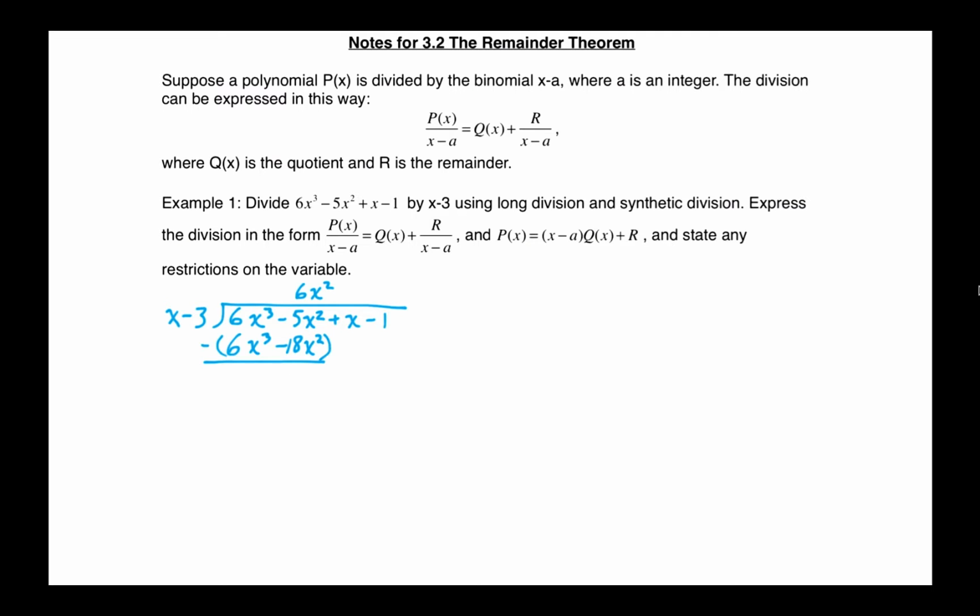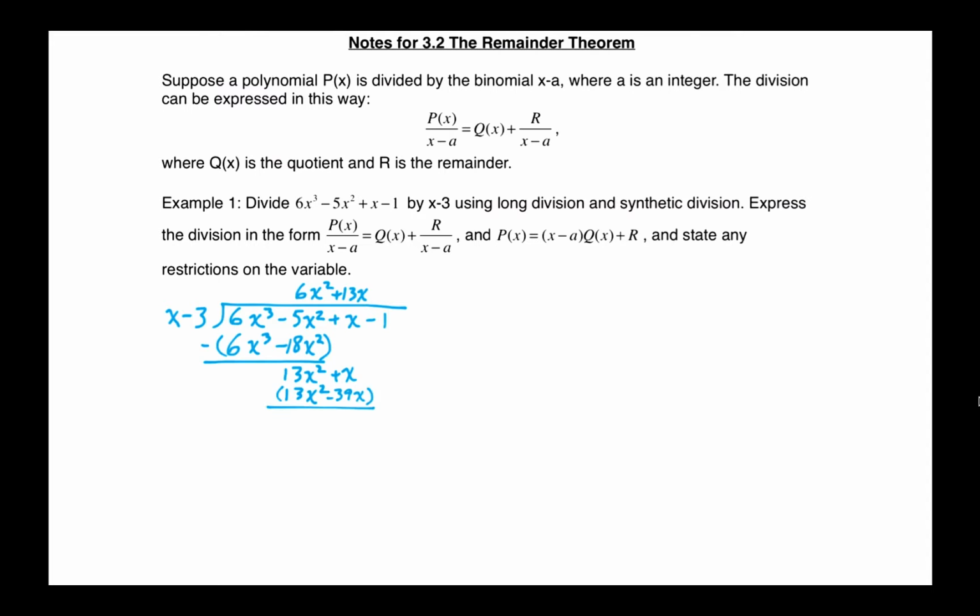Now we have to do a subtraction to see what's left over. And it's 13x squared. So the next step is I need to decide what to put here that when I multiply it by x, I'm going to get 13x squared. Oh, and by the way, we need to bring down that positive x term. So I need to figure out something I can put here that when I multiply it by x, I get 13x squared. That would be 13x. 13x times x is 13x squared. When I do 13x times -3, that gives me -39x.